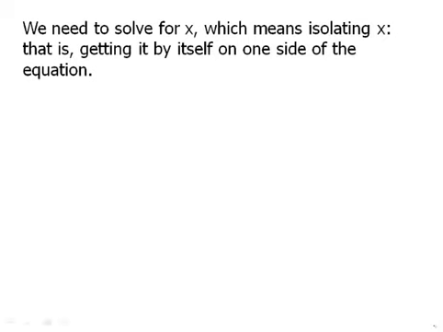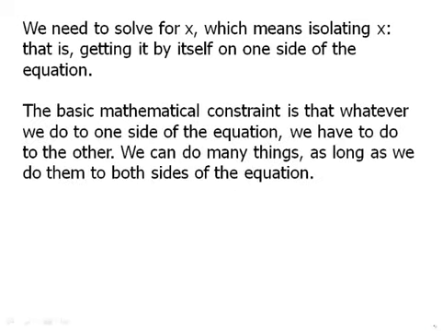We need to solve for x, which means isolating x, that is, getting it by itself on one side of the equation. The basic mathematical constraint is that whatever we do to one side of the equation, we have to do to the other. In other words, we can add the same thing to both sides, we can subtract the same thing from both sides, we can multiply or divide. Whatever mathematical operation we do to one side, we have to do that same operation to the other side.